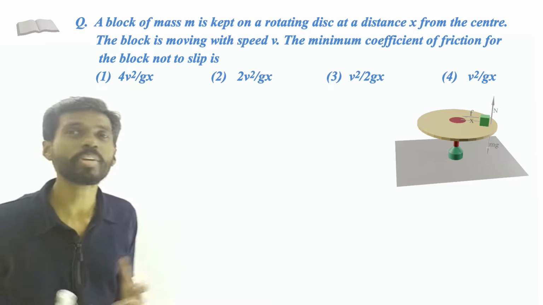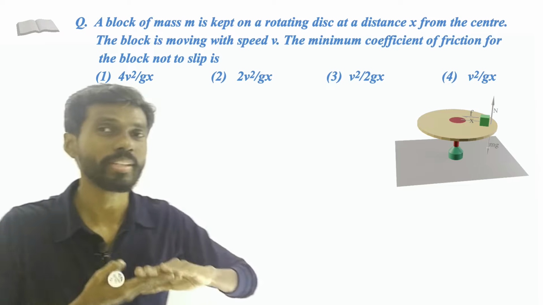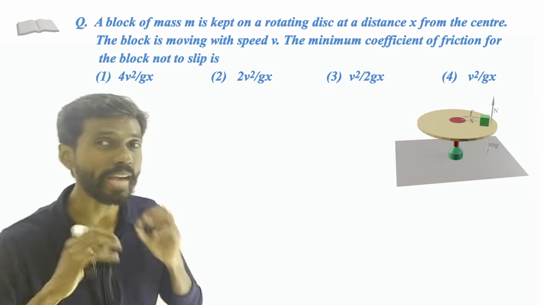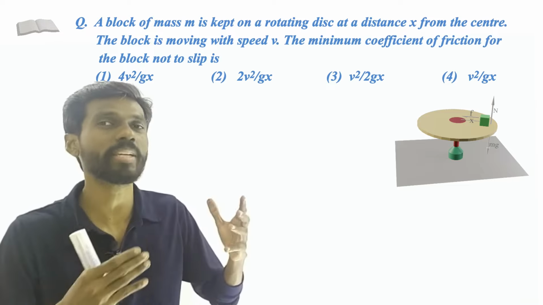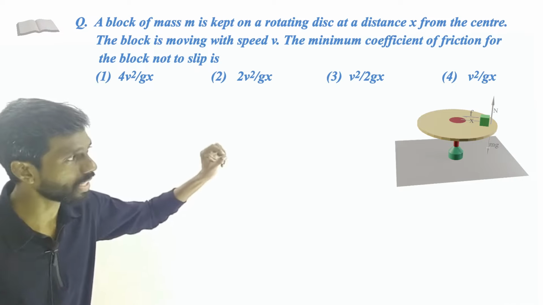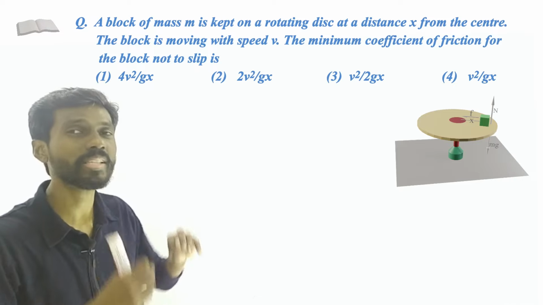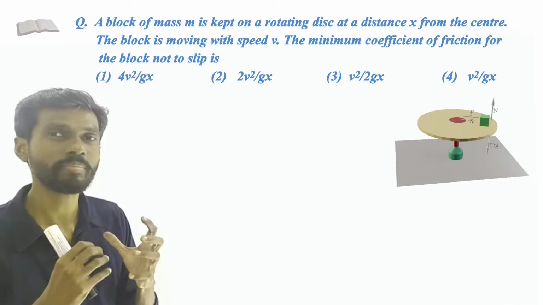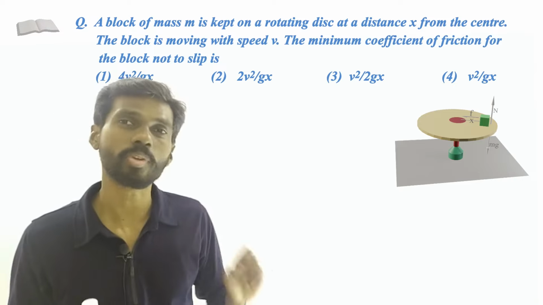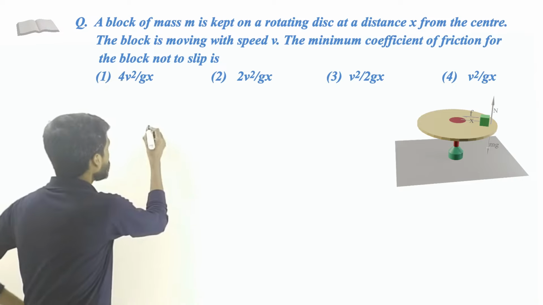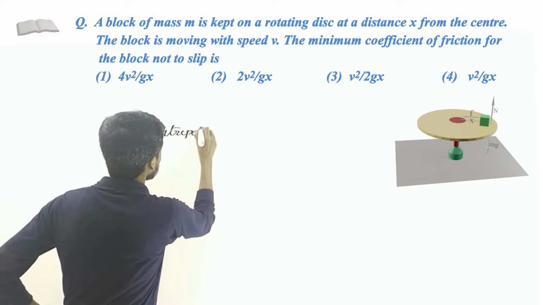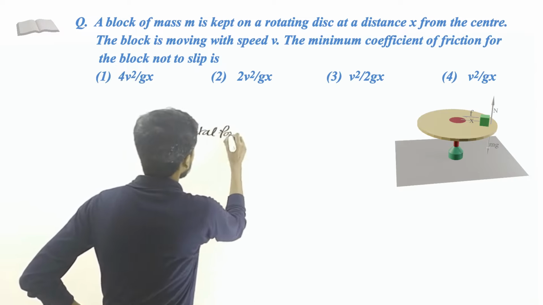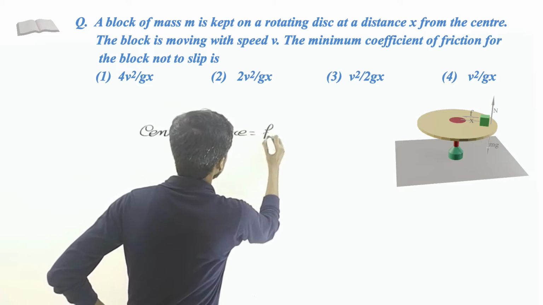So what type of friction? There is no relative motion. That means the friction here is the static friction, right? Maximum friction, if you calculate, that is the kinetic friction or limiting friction here. So here there is no slipping. That means it is a static friction. So the friction acts as the centripetal force. So the centripetal force here is due to the frictional force.